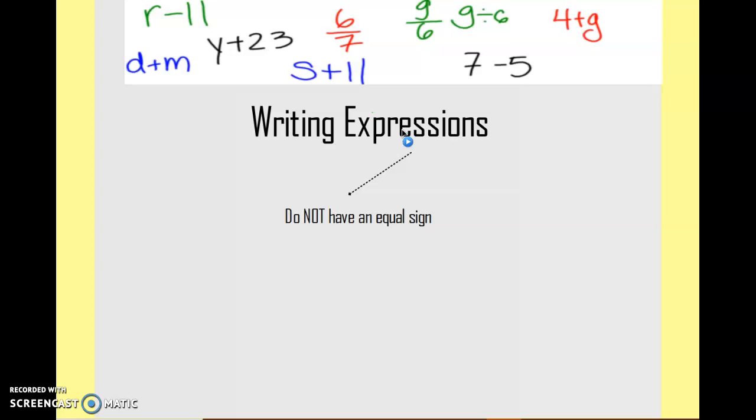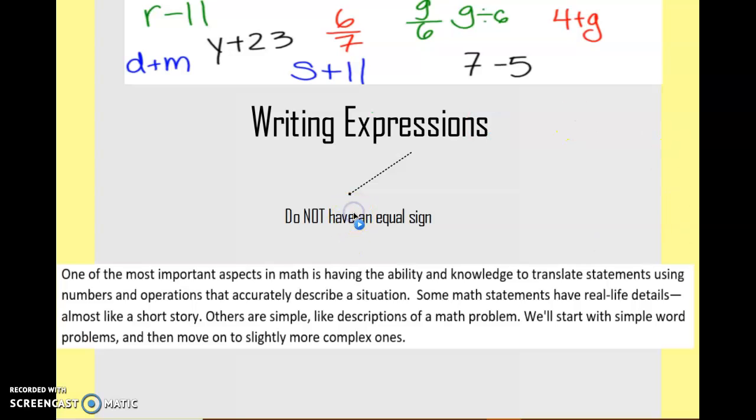So again, expressions are extremely important in math. They give us the ability and the knowledge to transfer statements, things that you read, make connections between what you're seeing, and put it down on paper as an expression using numbers and operations that accurately describe a situation. Some math statements that we're going to get to a little later have real life details, almost like a short story, and you're following along and writing it in a math sentence. Others are simply descriptions of a math problem. So we're going to start out with basic simple word phrasing and then move on to slightly more complex ones as we get comfortable.